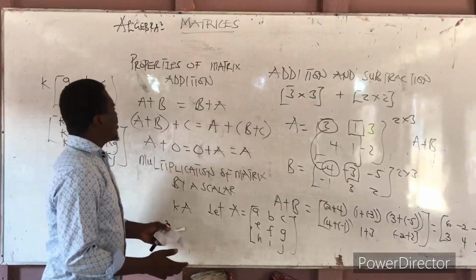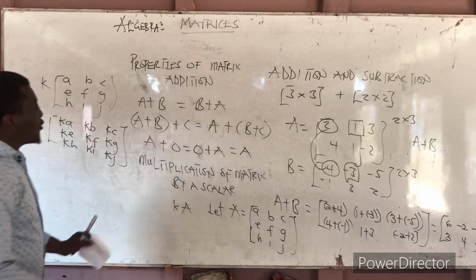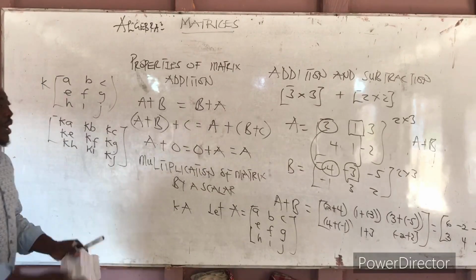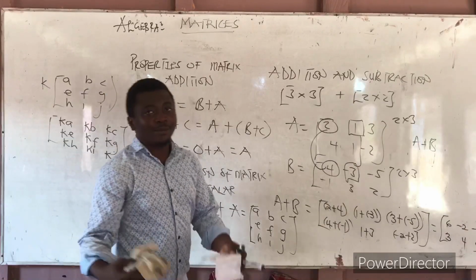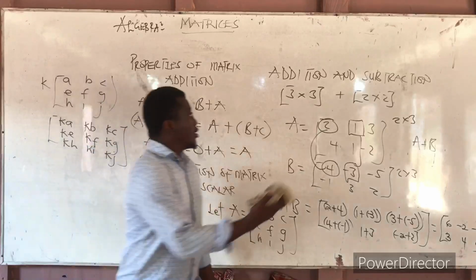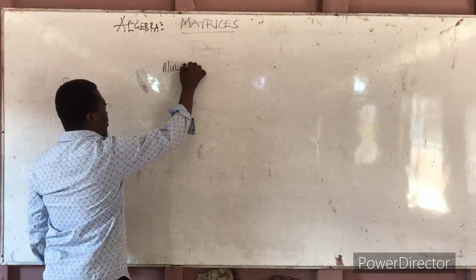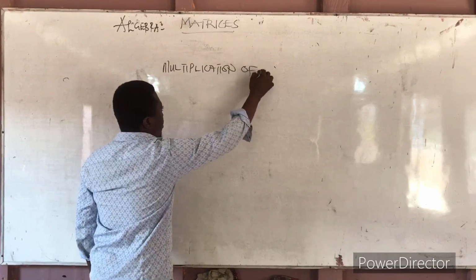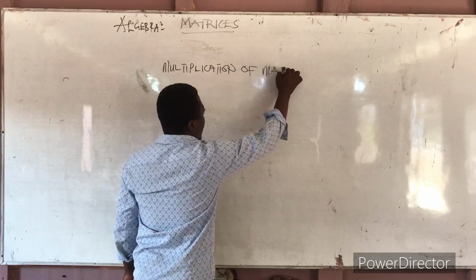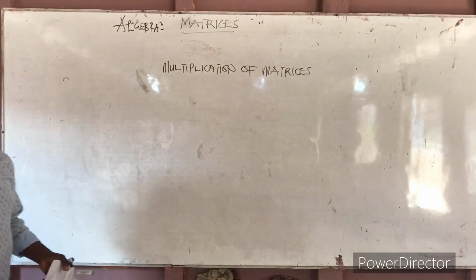So we are done with addition and subtraction of matrices, properties of matrix addition, and multiplication of a matrix by a scalar. The next thing to talk about is matrix multiplication, multiplying a matrix by another matrix. Multiplication of matrices.